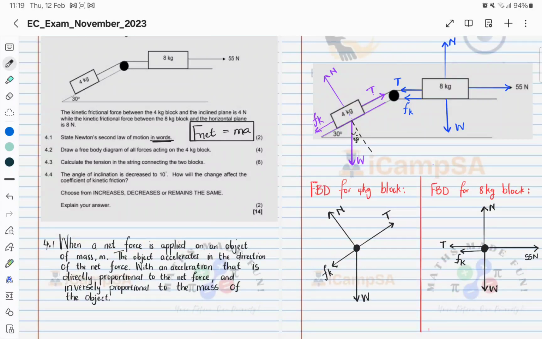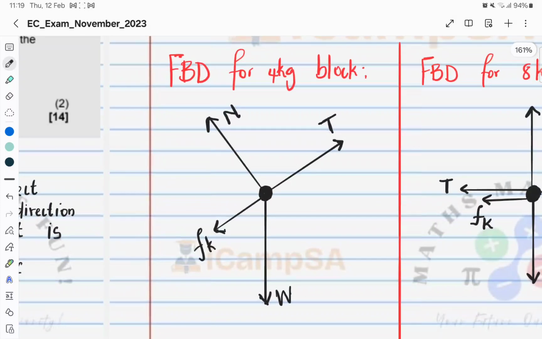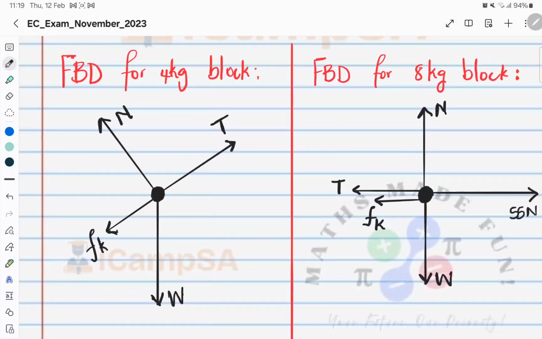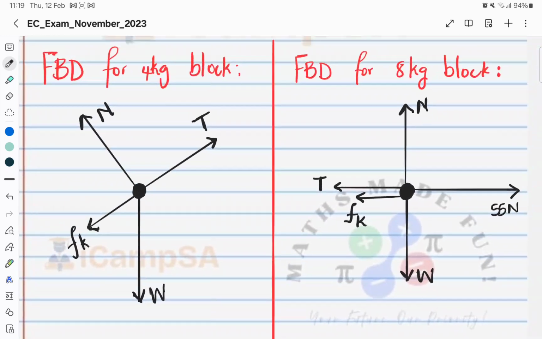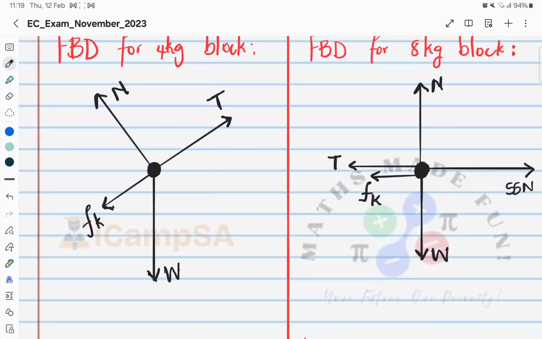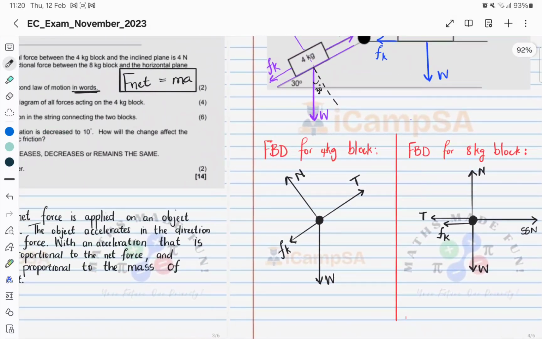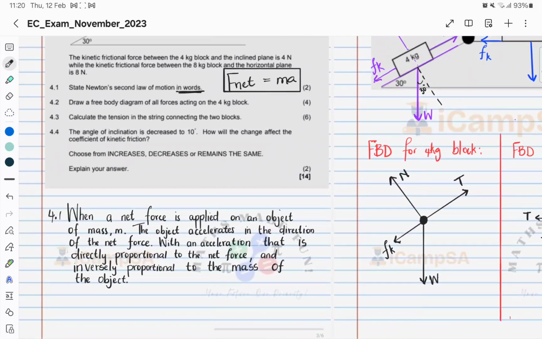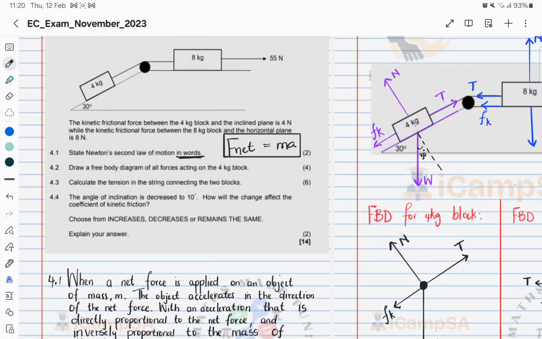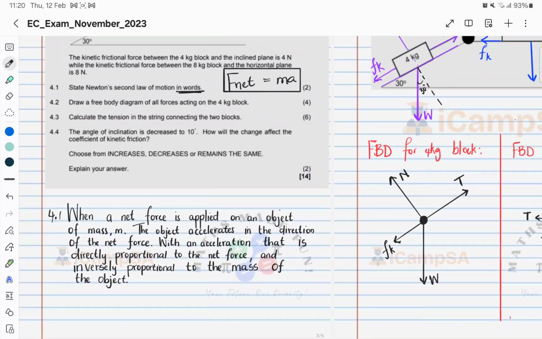By using both, I mean that you must take F net equals MA, considering the free body diagram of the 4 kilogram block, and then whatever you find there, you continue to the 8 kilogram block and take F net equals MA. Usually you can't solve these kinds of problems using only one free body diagram; you need both of them. Also, the 6 marks there tell you that this is probably going to be a longer calculation.